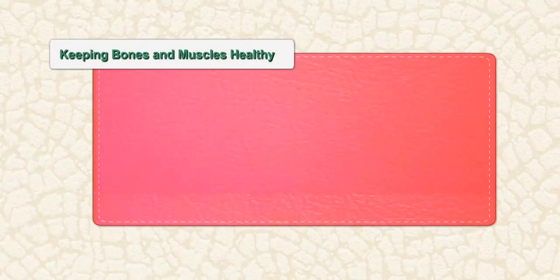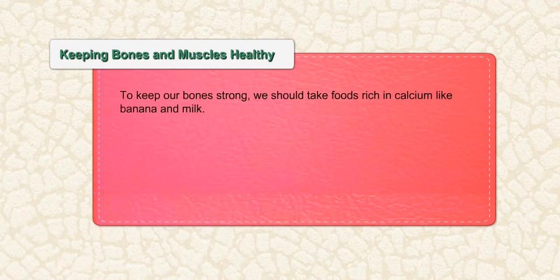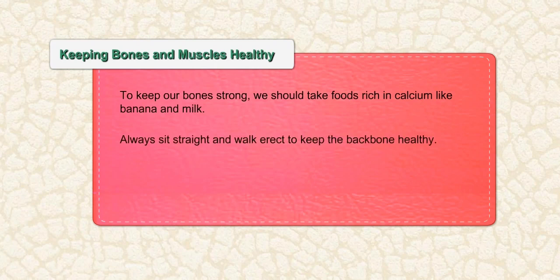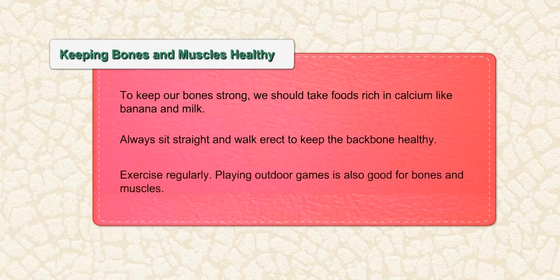Keeping bones and muscles healthy. To keep our bones strong, we should take foods rich in calcium like banana and milk. Always sit straight and walk erect to keep the backbone healthy. Exercise regularly. Playing outdoor games is also good for bones and muscles.